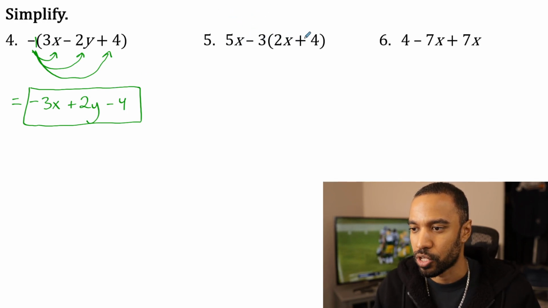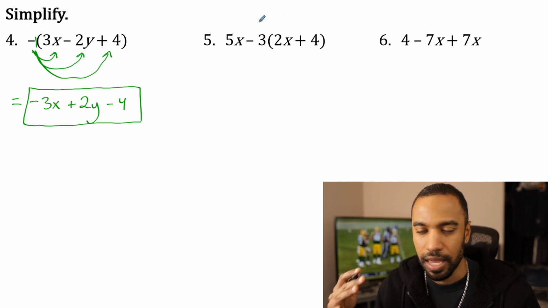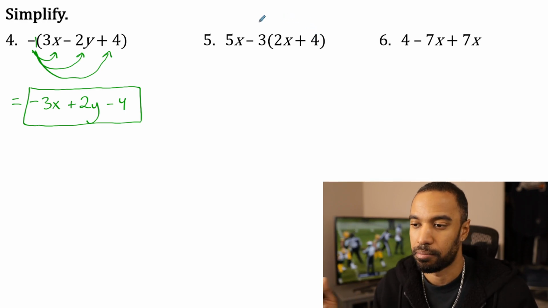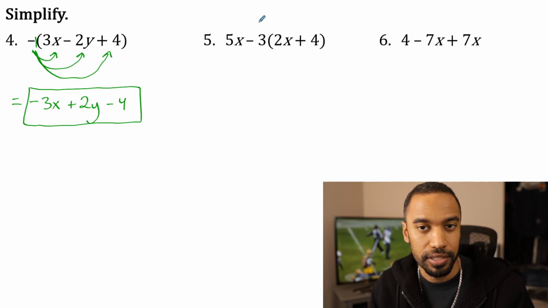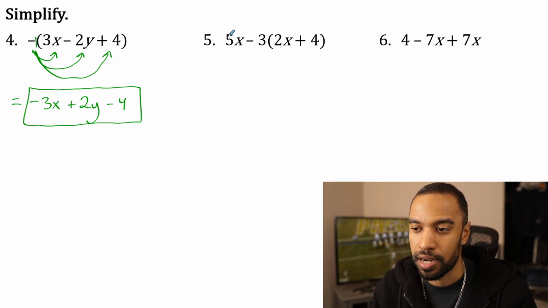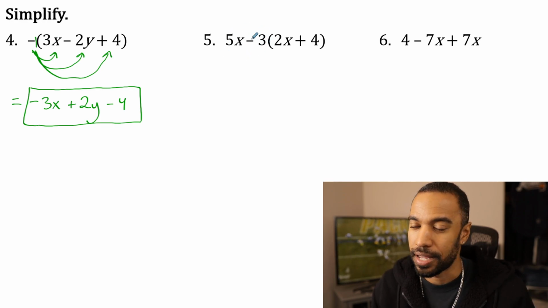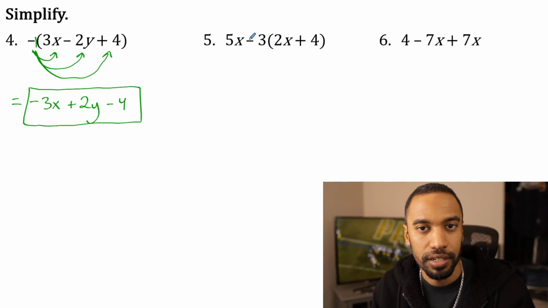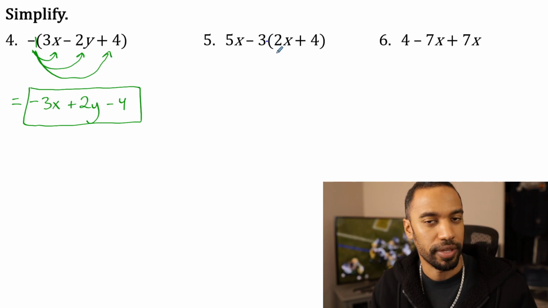Number 5. 5x minus 3 times the quantity 2x plus 4. And again, we're not solving for x. We're just simplifying. Simplifying meaning no parentheses, all like terms combined. So I'm going to start with the distribution term. Not only can these not combine, but I do not do this first. Subtraction does not occur before multiplication.